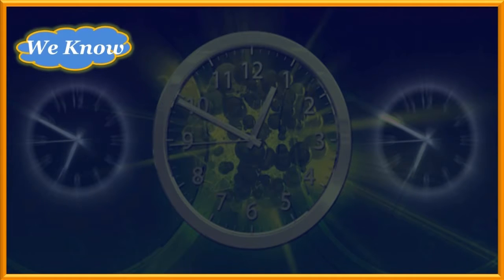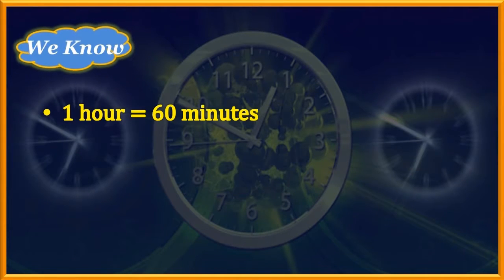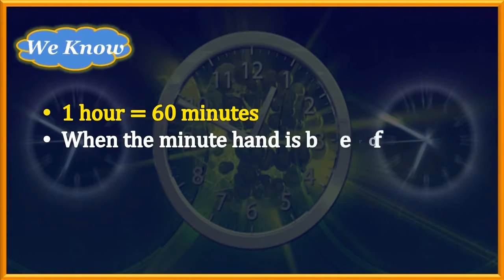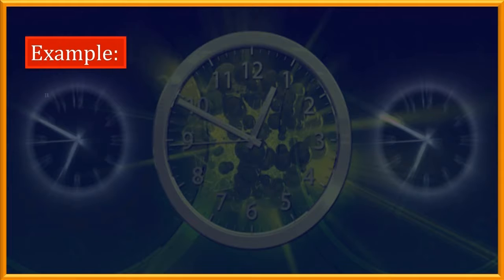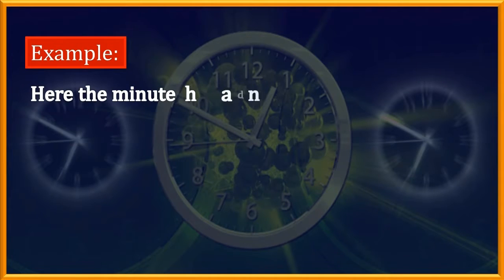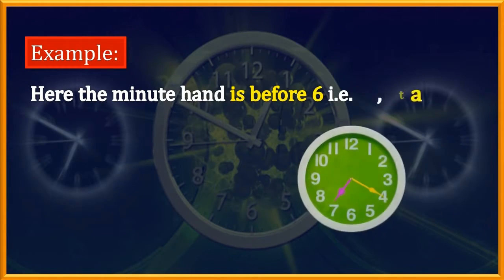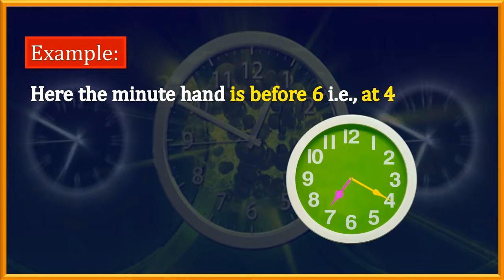In time, as we know, 1 hour is equal to 60 minutes. When the minute hand is before 6, the time is read as past. For example, here, the minute hand is before 6, that is at 4. So, we will write it as 20 minutes past 7.